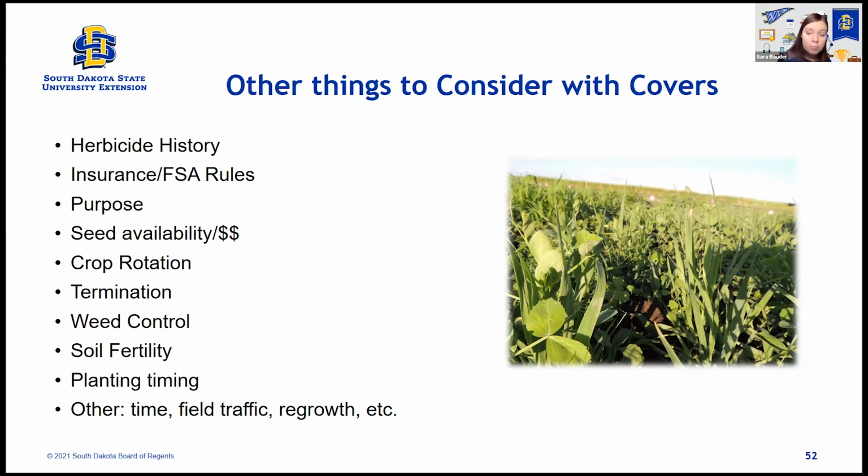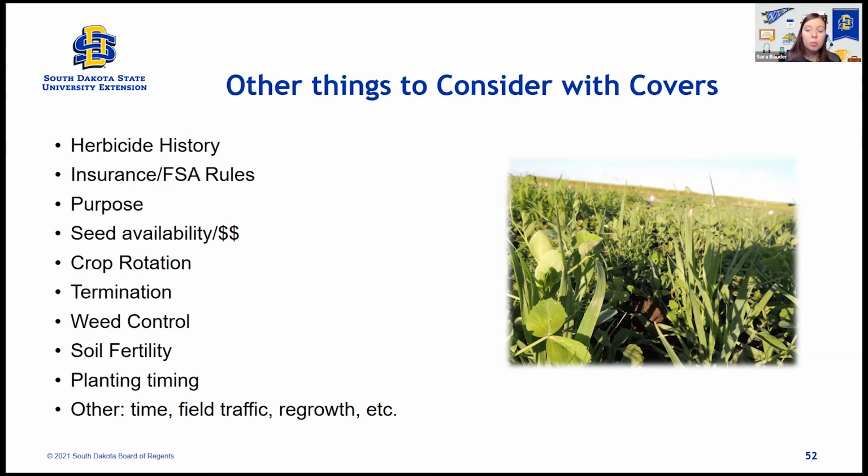Crop rotation is awesome if we can fit, like I mentioned earlier, a grass in between our broadleaf crops or before our broadleaf crops, and a cool season before our warm season and vice versa. That can really help with pest management and a lot of different things. Termination, if we want it to overwinter or not, is an important thing to decide before we plant. And if we're doing cereal rye, like David mentioned, we really have to look at the moisture in the spring so we're not hurting our cash crop. Maybe we're going to help it.